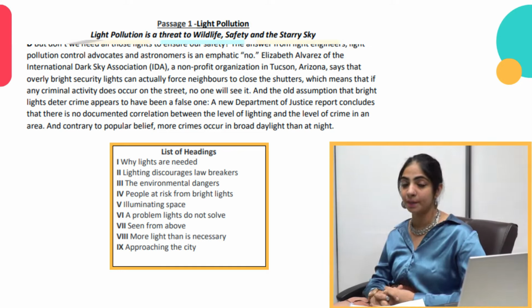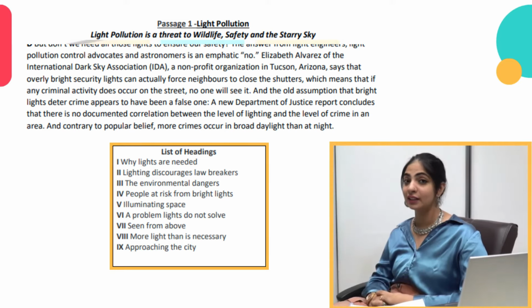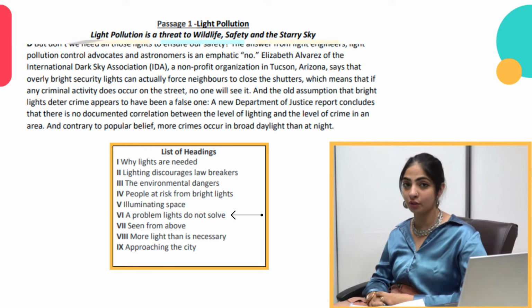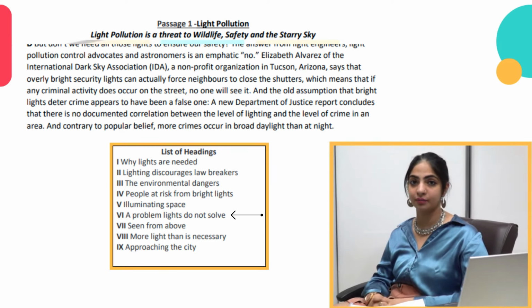If I talk about the second title, they are talking about something positive, that is lighting discourages the lawbreaker. However, the paragraph talks about something negative overall, that lighting does not discourage lawbreakers, rather it encourages them. So the right answer was not second, but sixth, a problem lights do not solve. Which problem were they talking about? Well, they were talking about crimes happening when the lights are on.